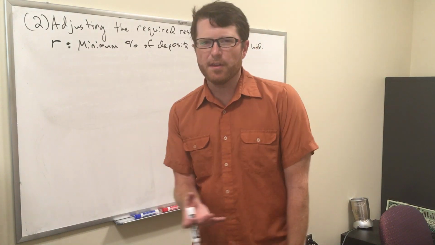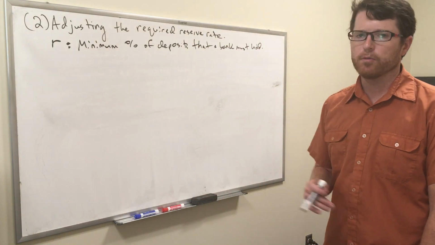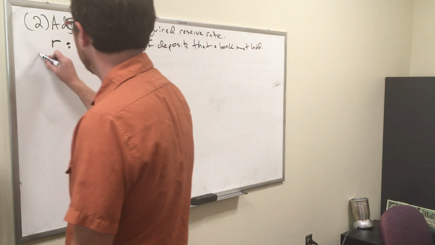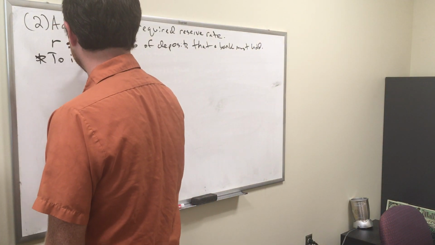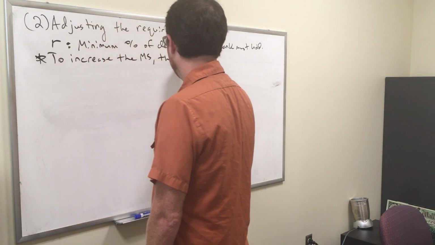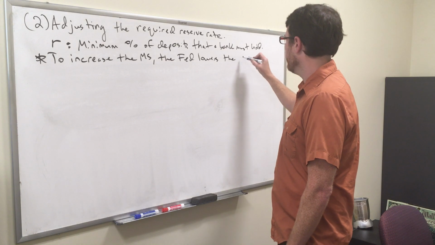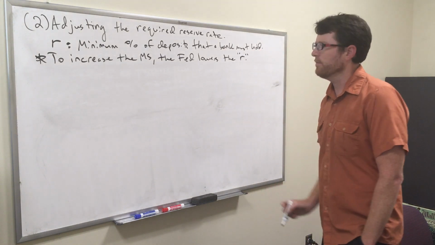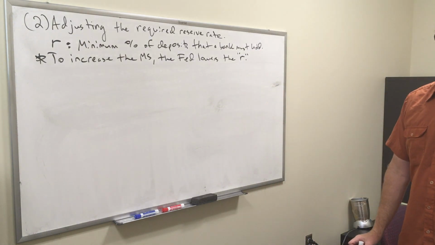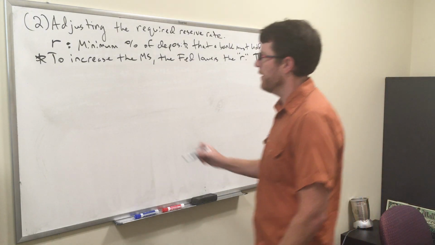Open market purchases is simple. Fed buys something, new money. Lowering the required reserve rate, simple as well, okay? To increase the money supply, the Fed lowers the required reserve rate, the R, okay? And what that does is it increases the multiplier effect.